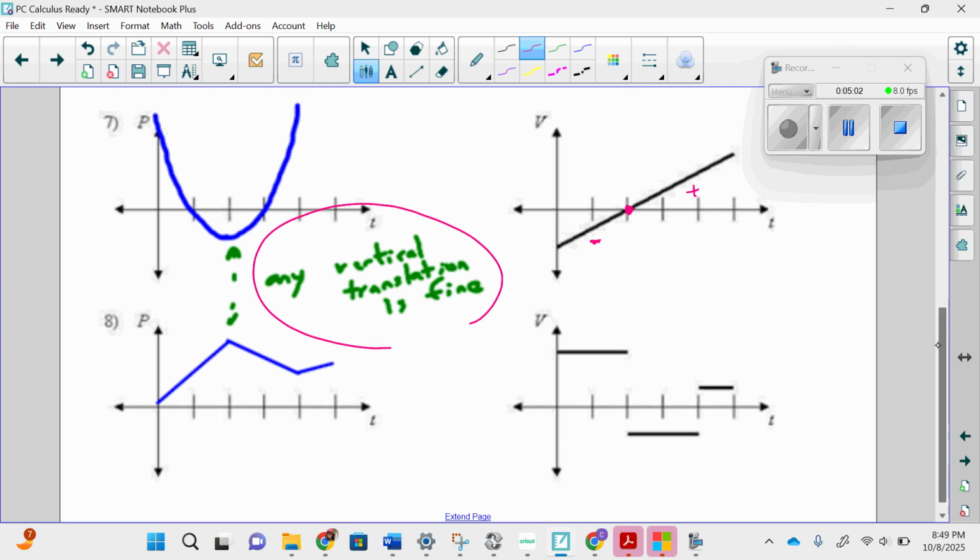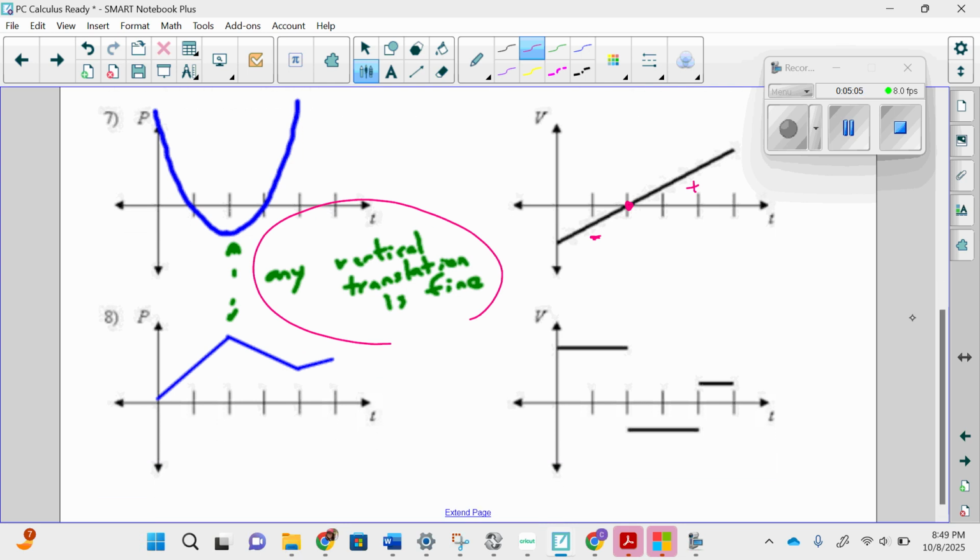Number 8, so for the velocity function we have 3 constants. Between 0 and 2, we know we have a positive constant rate of change. Between 2 and 4, we have a negative constant rate of change. And then between 4 and 5, again, a positive. But we know that the positive rate of change between 0 and 2 is a greater rate of change than between 4 and 5.